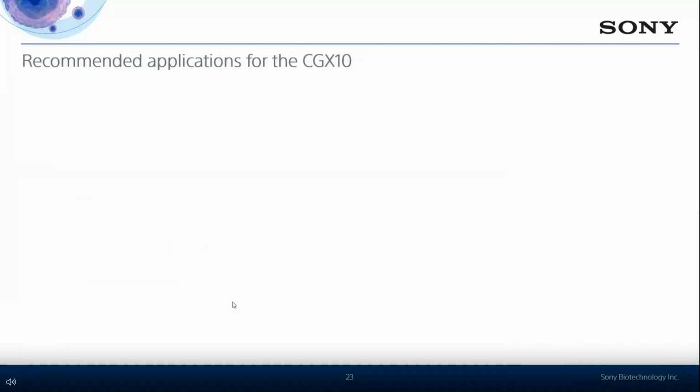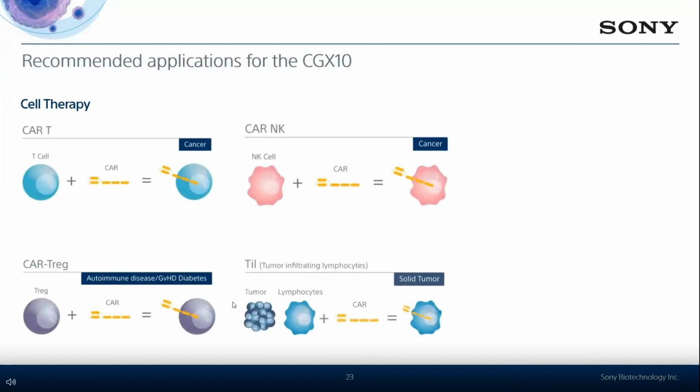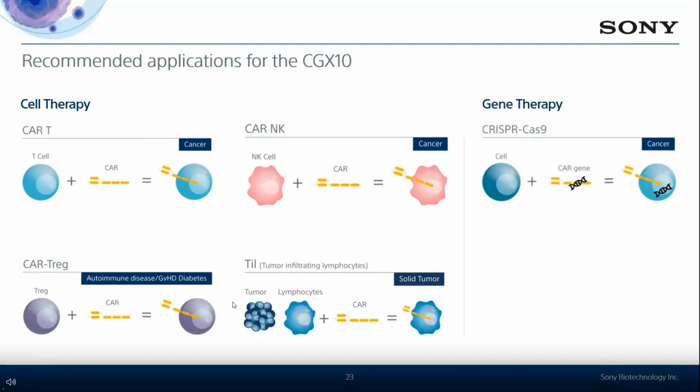Some recommended applications, in addition to what we've talked about today, are for cell therapies, CAR-T and CAR-NK, CAR-Treg in tumor-infiltrating lymphocytes for solid tumors, gene therapy, sorting cells which have been modified with CRISPR-Cas9, and various stem cell therapy workflows.